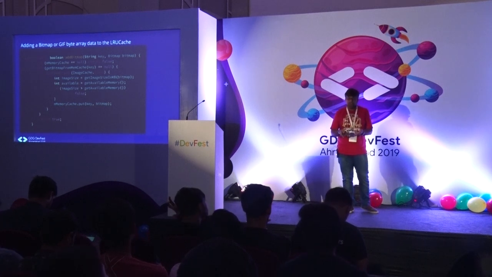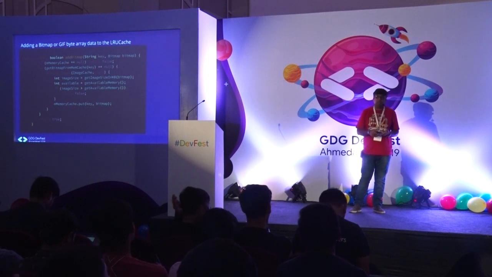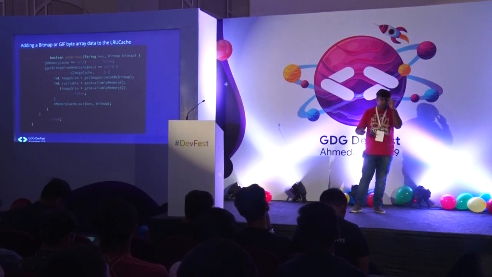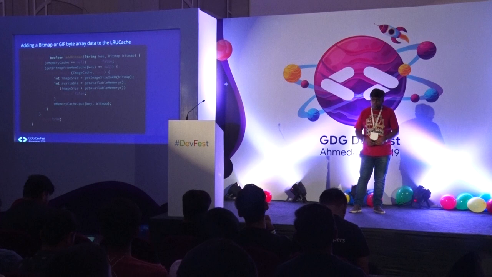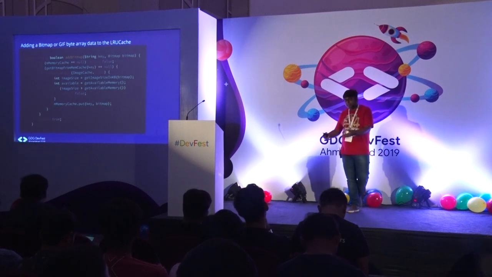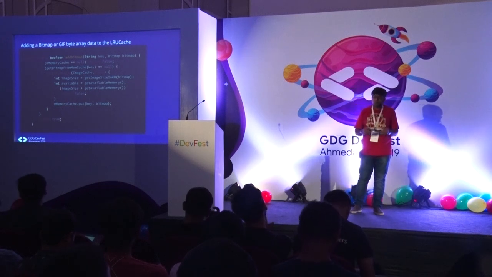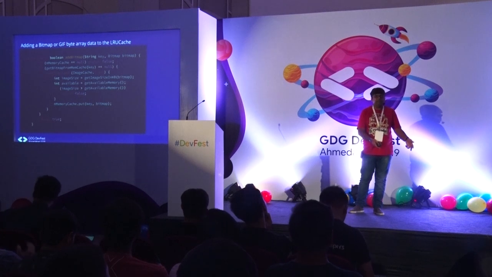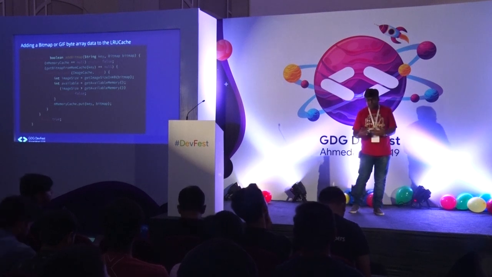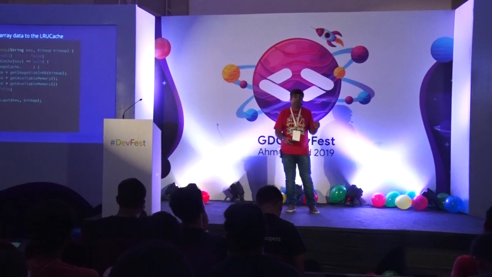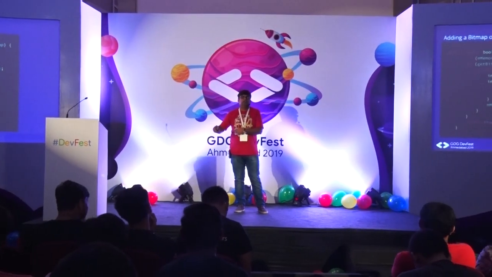So LRU cache supports bitmap and byte array and other things as well. You convert it into a byte array and save the GIF. When you are retrieving it from the cache, you need to convert your byte array back into a GIF. So that you can Google.